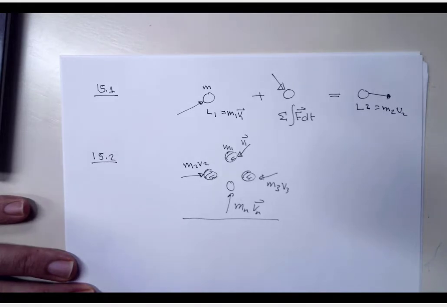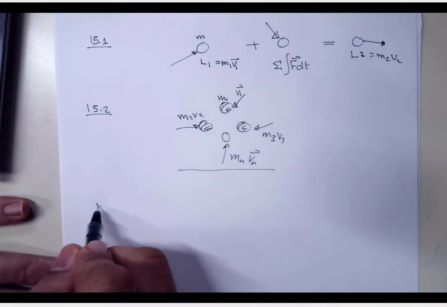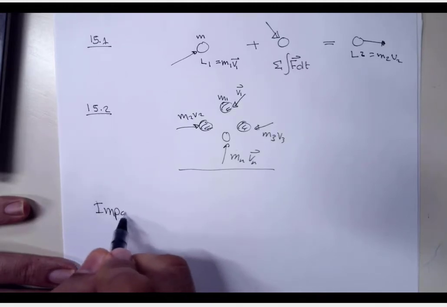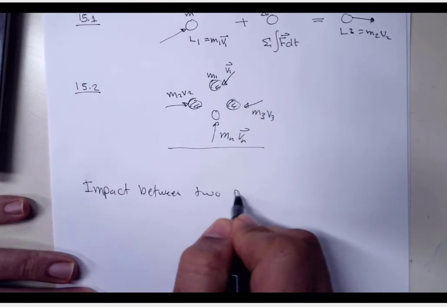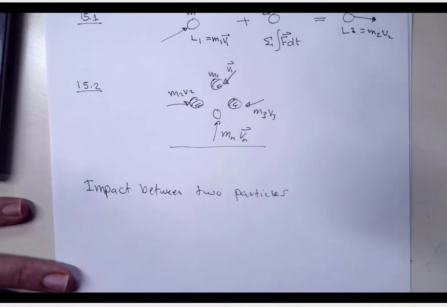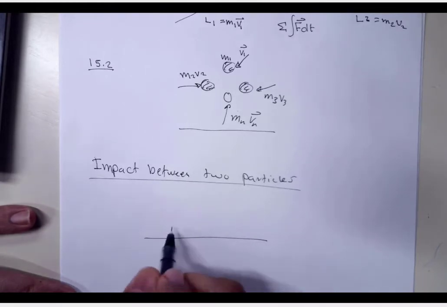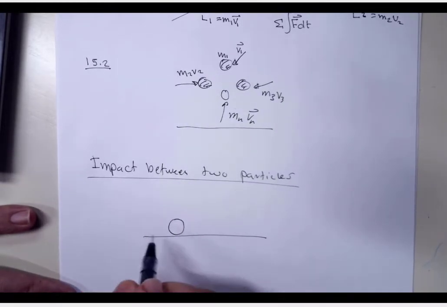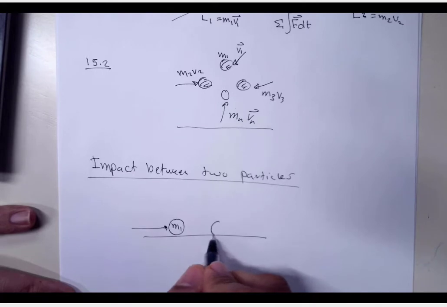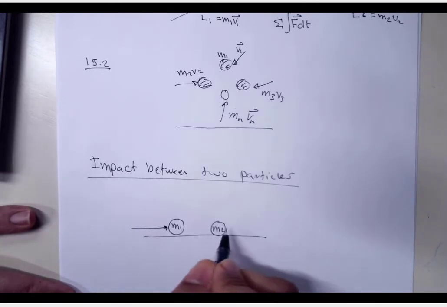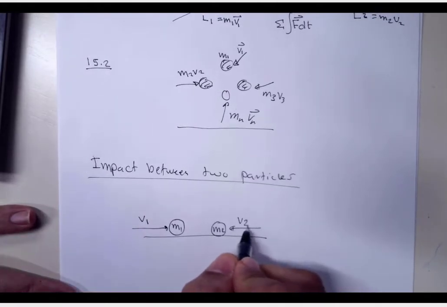The easiest way to look at this problem is first to study the interaction or impact between two particles, which is the easiest way to understand. And then we'll generalize this to multiple. Say that I have a particle that is moving in a certain direction, let's call it m1, and I have another particle, m2, that is also moving in another direction, v1 and v2.